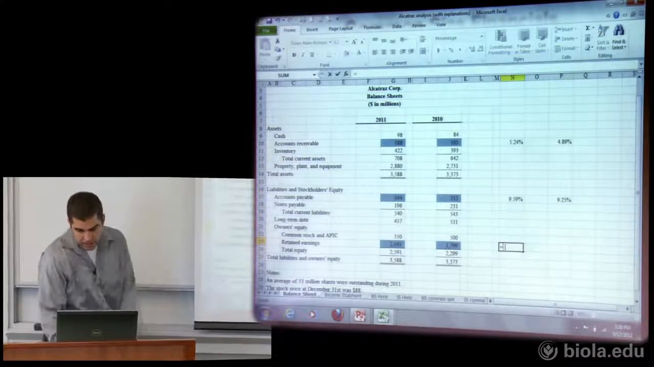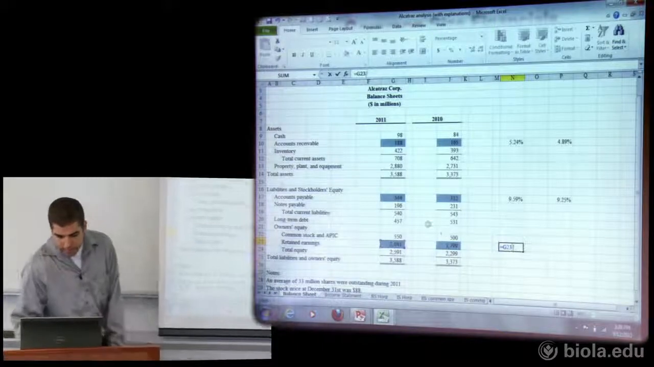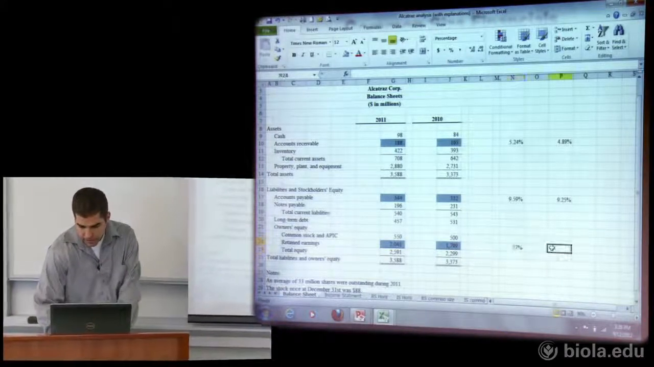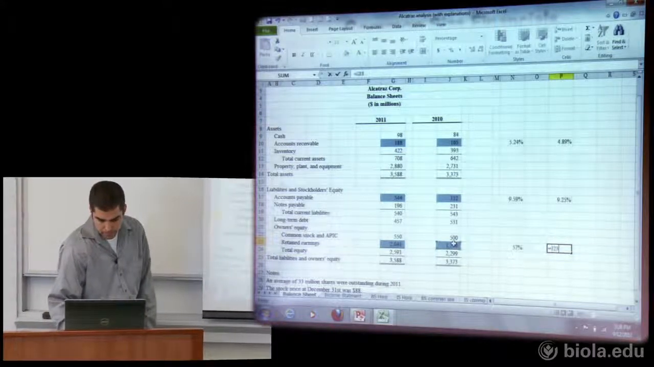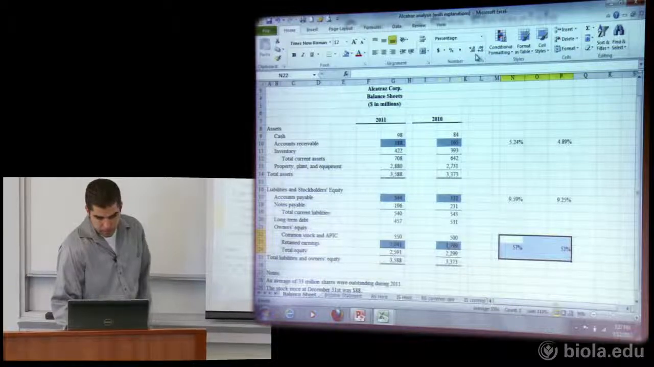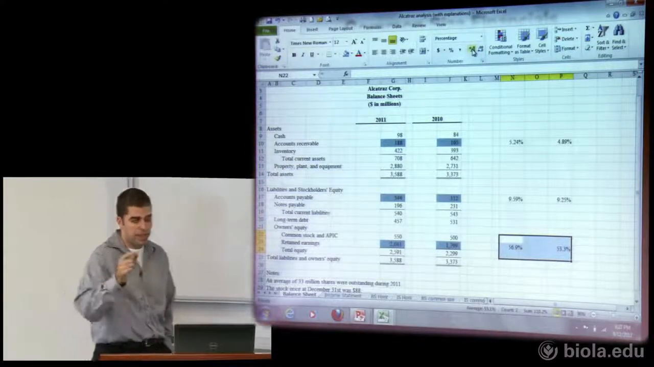So if I took 2041, so that's my retained earnings for 2011, divide by the total assets, 57% compared to, in 2010, 53%. Okay, so that's a fairly big jump. That's about 3 or 4% there that retained earnings is jumping up. Chad?